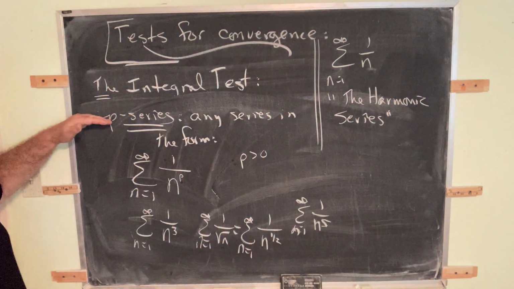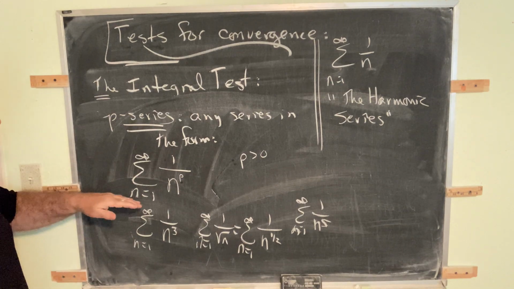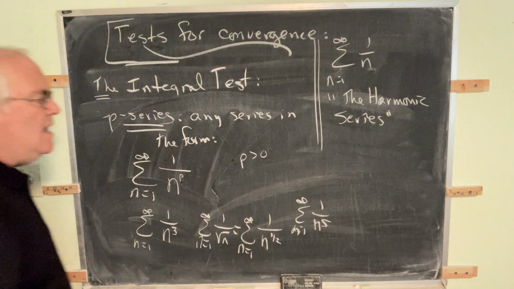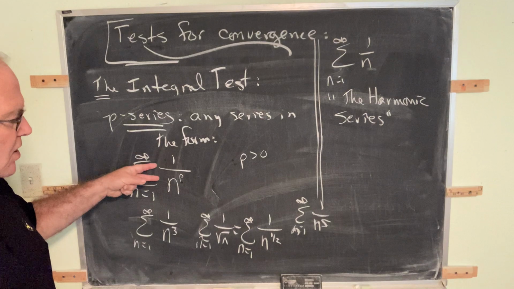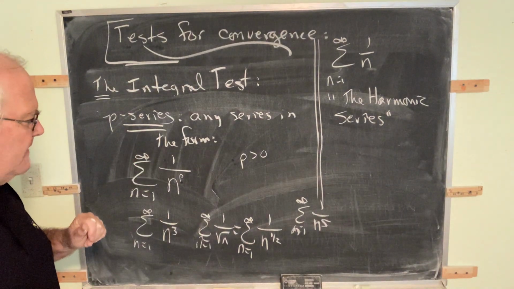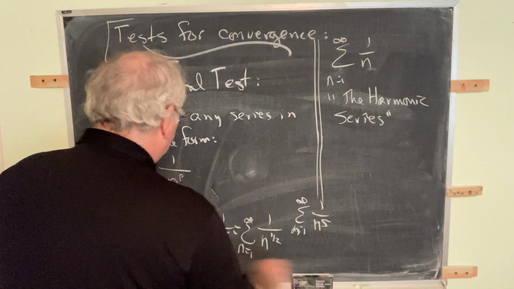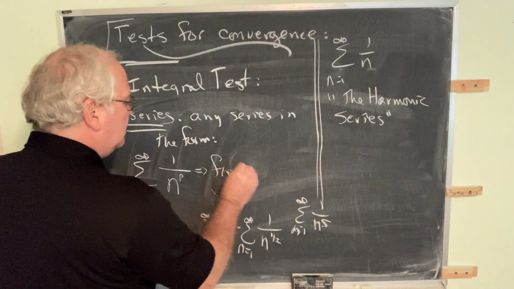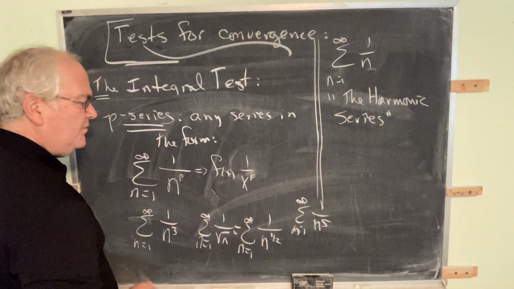All right, so a p-series is any series in the form, the sum from 1 to infinity of 1 over n to the p power, where p is bigger than 0. Now, the question is, when do they converge? Well, notice that the associated function for this series is the function 1 over x to the p.